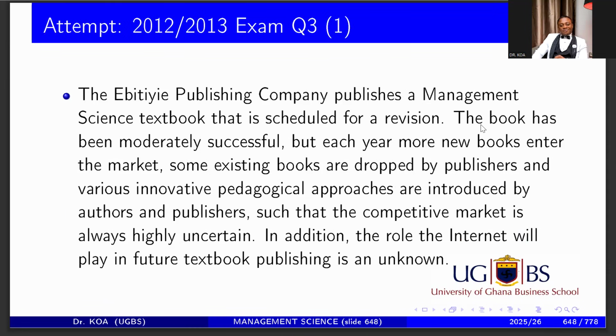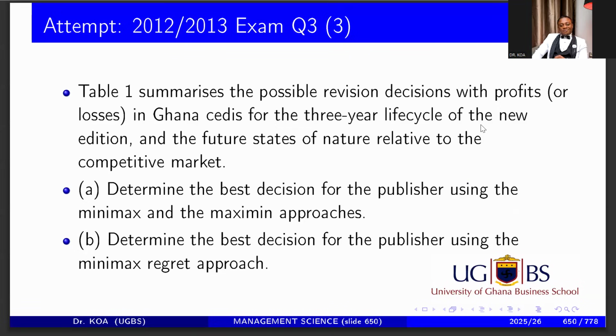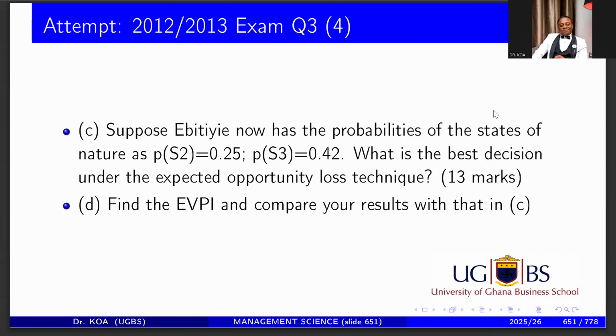I have this one here. I think in the slide I posted in the group page, you will notice that this one is also there. I don't have the exact table, but you have the table that I've given you. It is about some questions, and you are supposed to use that to look at. This was an exam question, actually. Determine the best decision using the maximin and maximax approaches. Determine the best decision for the publisher using the minimum regret approach. Suppose the BTEA now has probabilities of the state of nature. What is the best decision under the expected opportunity loss approach? That one is the one we just did. Find the expected value of perfect information and compare your results with C. Again, that should be something you should easily be able to do.